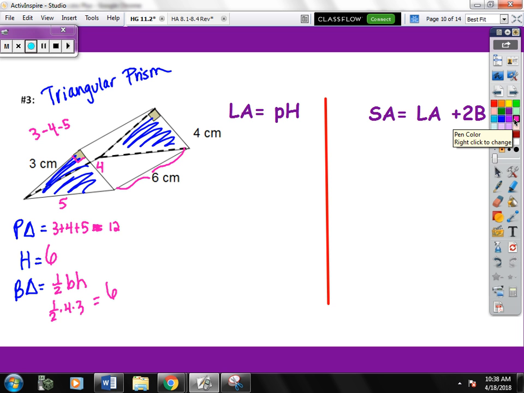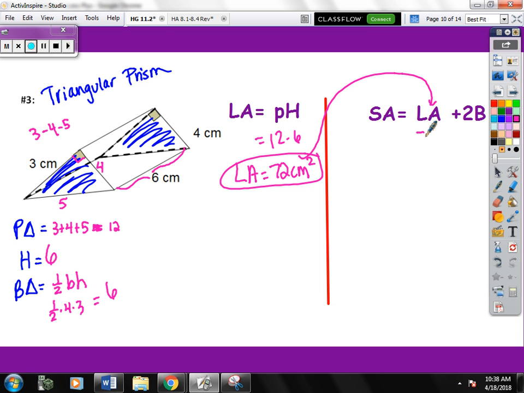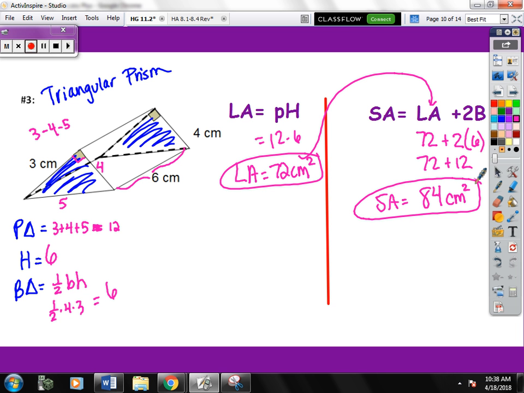But plugging all this stuff in, we'll get lateral area is 72 square centimeters. Take that and plug it in for lateral area over here. And our base was 6, big B. And our surface area is 84 square centimeters.